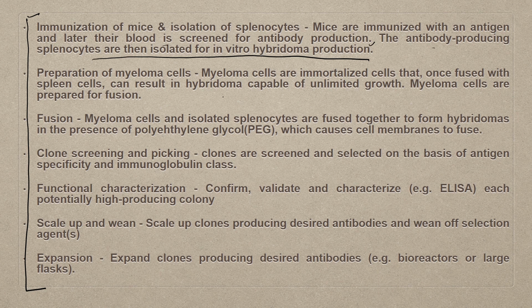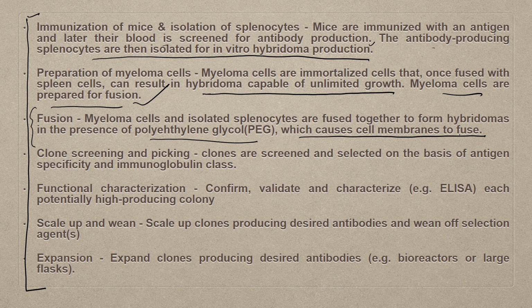Preparation of myeloma cells. Myeloma cells are immortalized cells that, once fused with the spleen cells, can result in hybridoma capable of unlimited growth. Myeloma cells are prepared for fusion. Next comes the step of fusion. Myeloma cells and isolated splenocytes are fused together to form hybridomas in the presence of polyethylene glycol, which causes cell membranes to fuse. Then comes clone screening and picking.